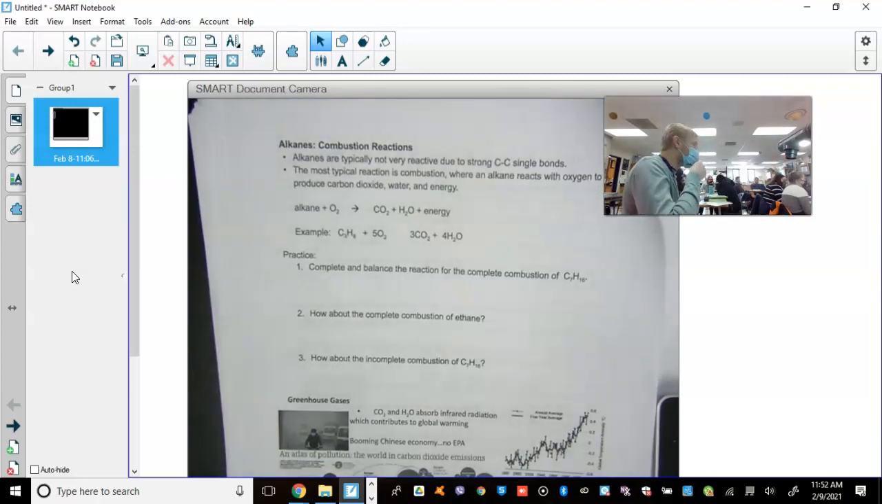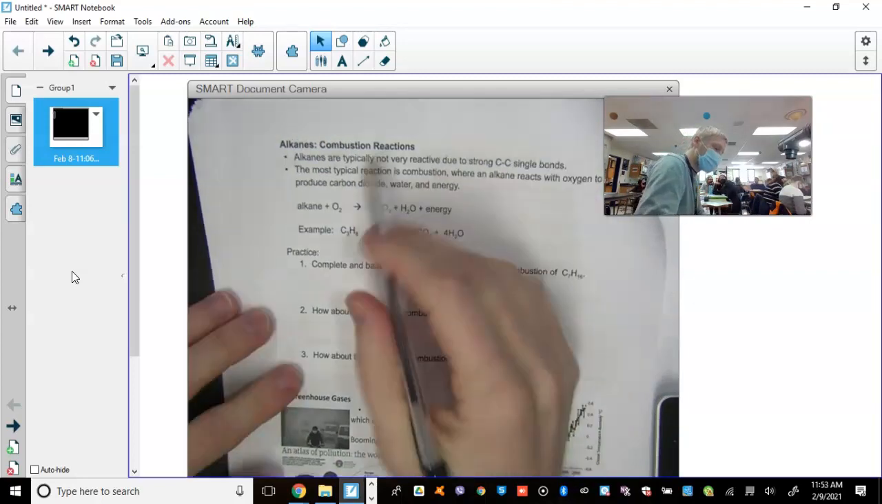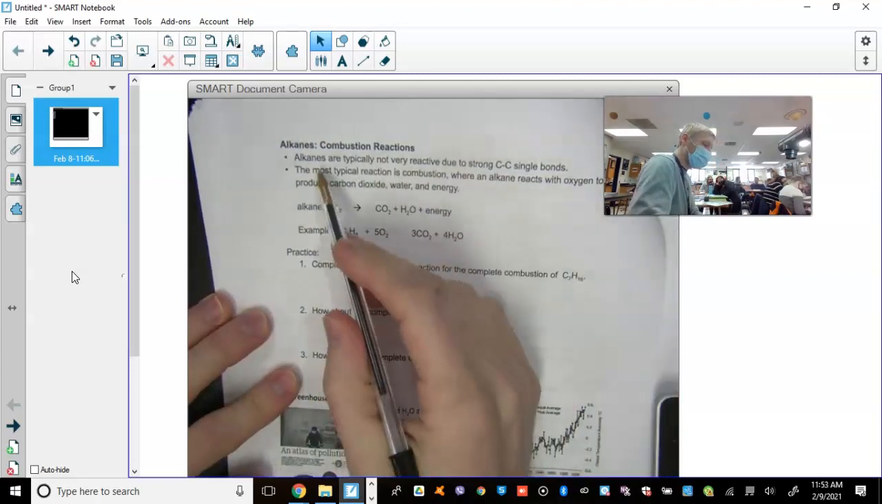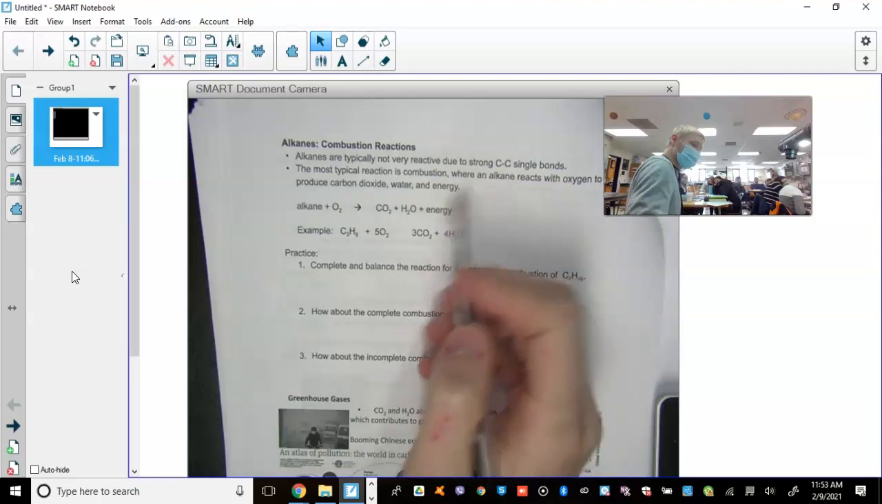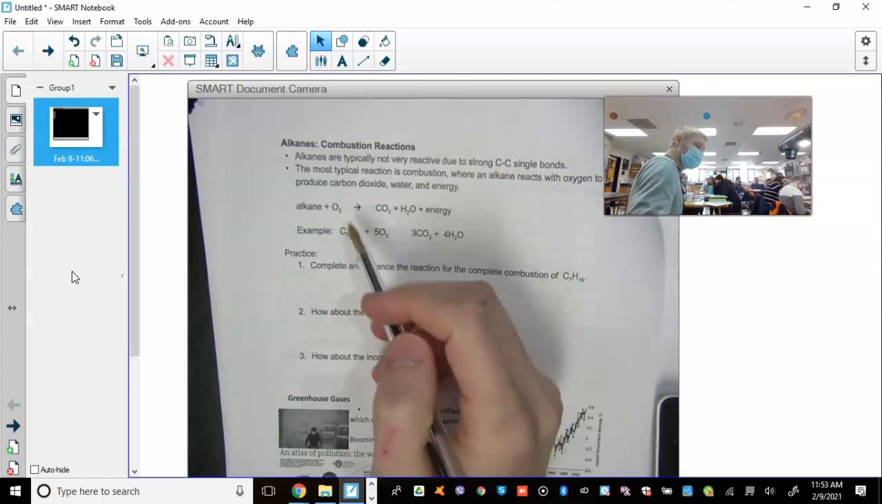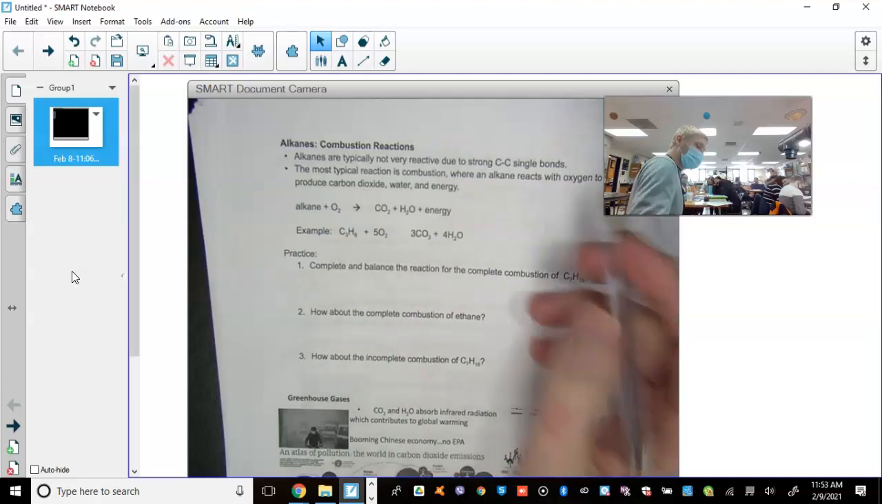All right. So those are some properties of alkanes. Now we're going to do some basic chemical reactions, and this is something that you've already kind of done in your chemistry career, combustion reactions. So alkanes are typically not very reactive due to strong carbon-carbon single bonds. The most typical reaction is combustion.